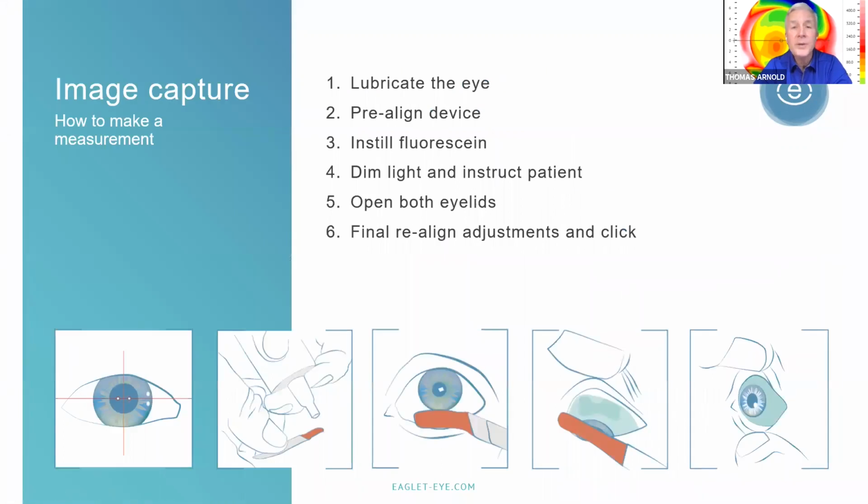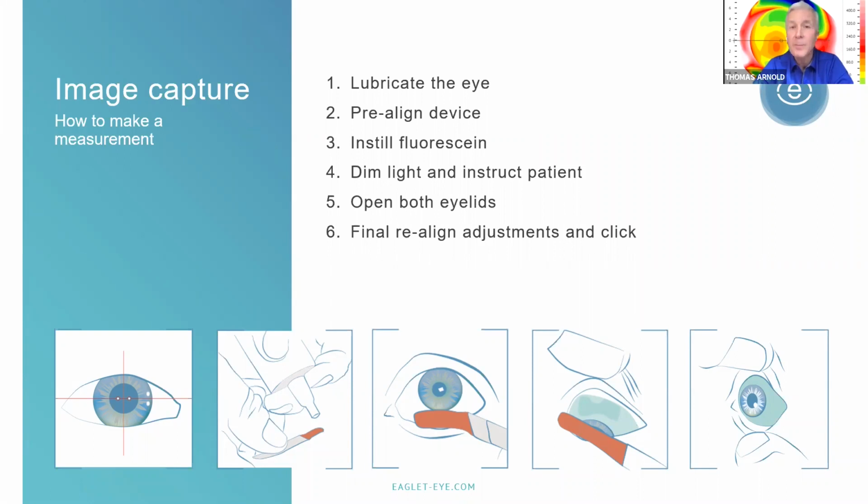Very, very easy. The technicians have no issue with this. We lubricate the eye by putting in a couple of lubricating drops, artificial tears, because we are looking at the tear film. We want a good tear layer. Pre-aligned devices, I'm sure we do with any of our instruments, by getting the chin height properly aligned and the canthus marker and so forth. We instill fluorescein. We use a good amount of fluorescein.